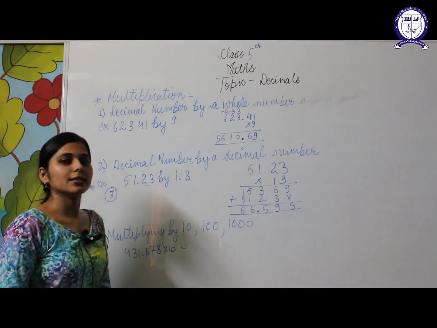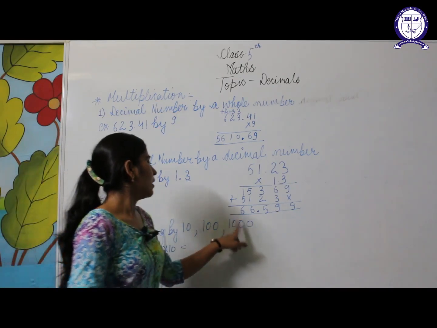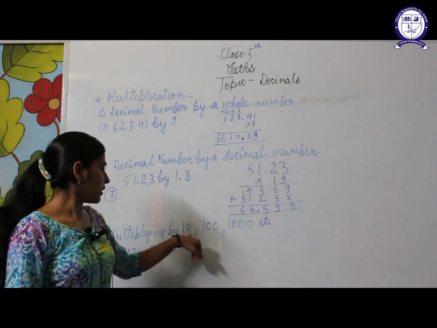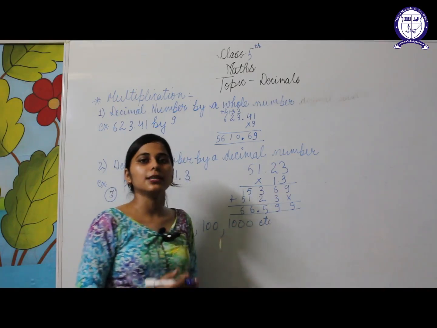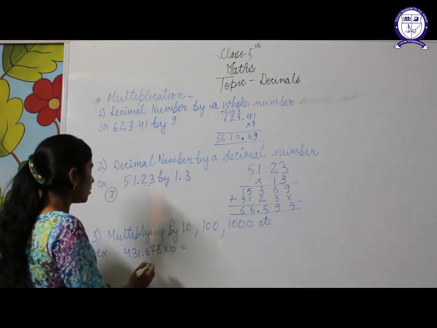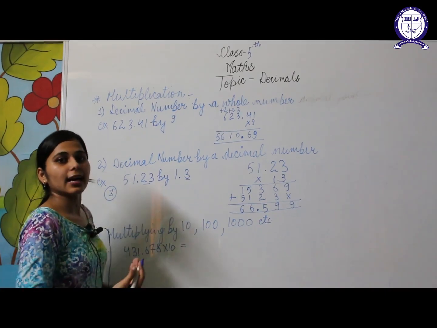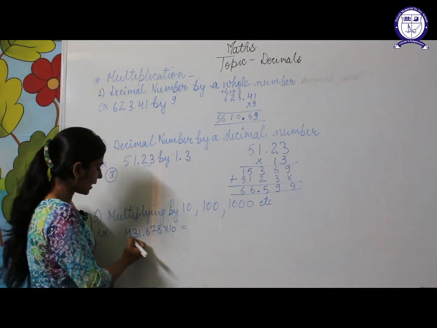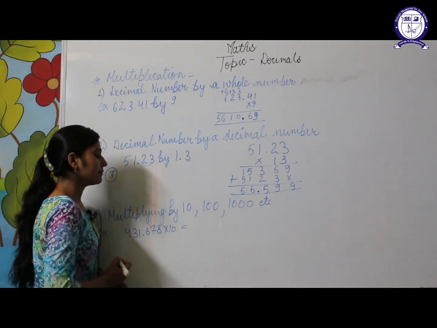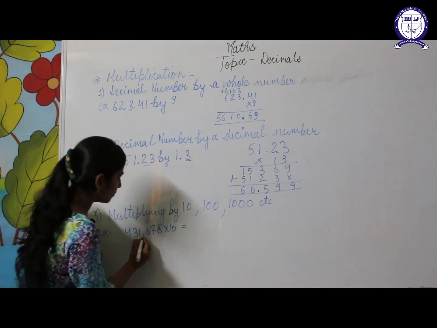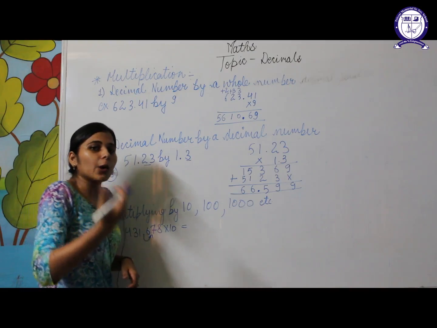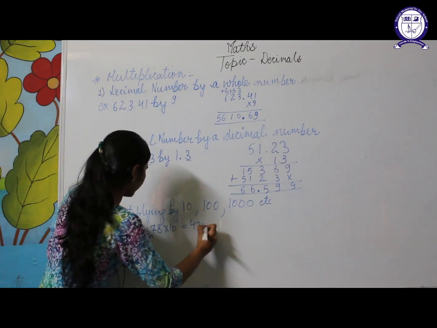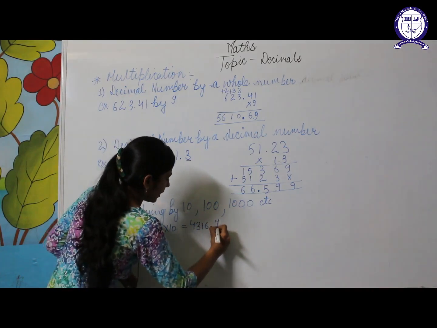Now, multiplying a decimal number with 10, 100 or 1000 and so on, you will count the number of zeros. Here we have 1 zero, 2 zeros, 3 zeros. So before multiplying, take care of one thing: the point will move towards the right hand side of the digits in multiplication. Suppose we are multiplying 431.678 with 10. So this point will move one digit. It will move as many digits as the number of zeros it carries. So 4316 and 78, and the point will be written here.